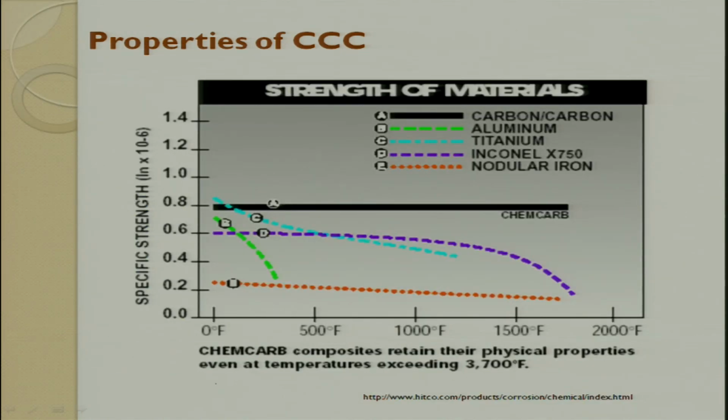So, if you look at specific strength at varying temperatures, you can see that for carbon-carbon composite, the specific strength is almost constant up to 2000 degrees Fahrenheit. Whereas for aluminium, there is a decline. Titanium, you can see over a period of time it declines. Inconel, for slightly higher temperature, and nodular iron also decline over a period of time. So, the carbon-carbon composite maintains its specific strength constant up to a very high temperature.